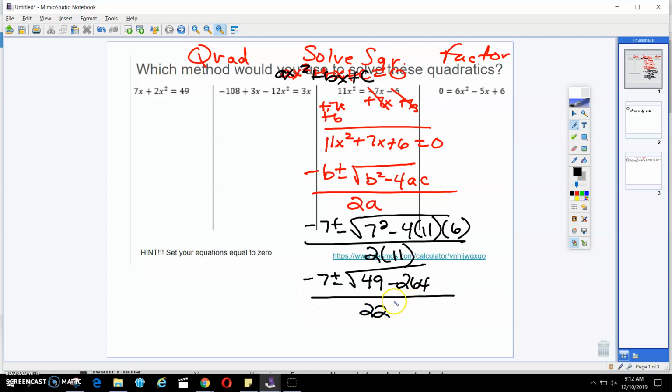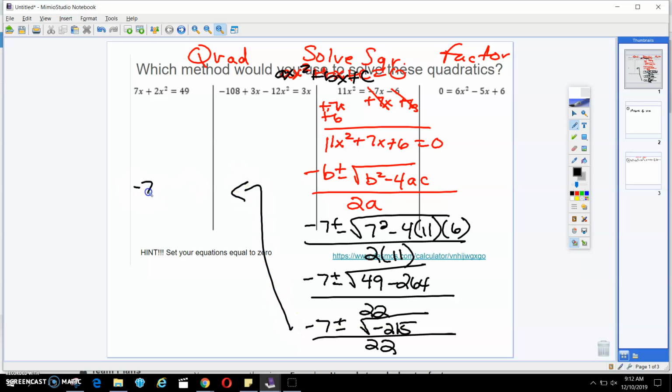So again, I still want to simplify what's underneath the radical. So I'm going to do 49 minus 264. Somebody help me out with that. All right, 49 minus 264 is negative 215 over 22. Now, you could simplify this down, but what you're going to find out is you can't simplify it anymore. So the only thing that we need to do is write negative 7 plus or minus i square root of 215 over 22.